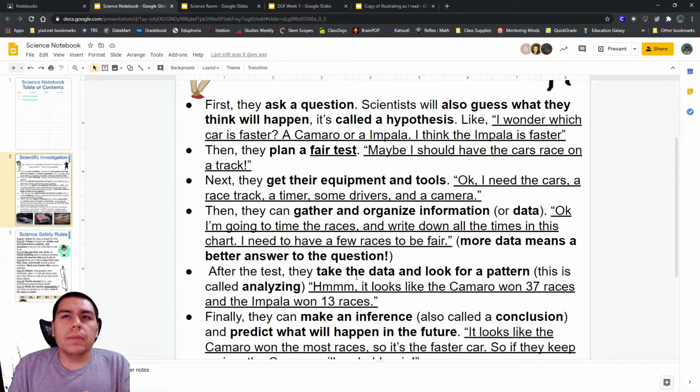So it says here that when we're talking about a scientific investigation, that we call that analyzing the data. It means looking at it and trying to see something that keeps happening over and over again. It says, it looks like the Camaro won 37 races and the Impala won 13 races. So what's the pattern there? Who can tell me what's the pattern in those races? What do they keep seeing over and over again?